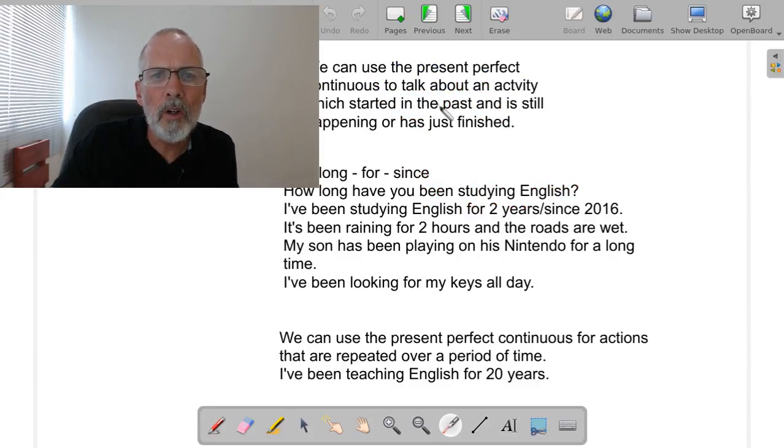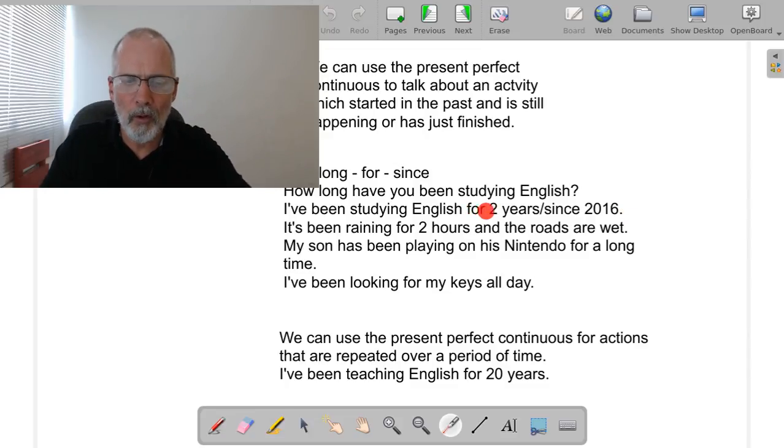So here we got some more examples. We've got the rule here that I've just talked about. We often use this tense with for and since, like we saw with the present perfect. Here are some more examples. We also use this tense with how long in questions. How long have you been studying English? And the answer, I've been studying English for 2 years. Or, I've been studying English since 2016.